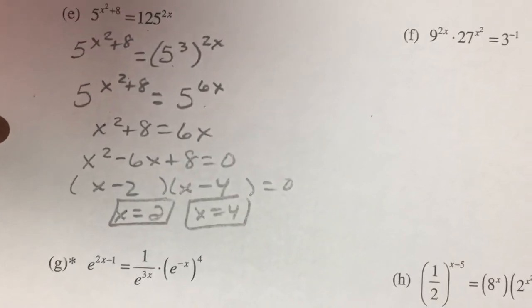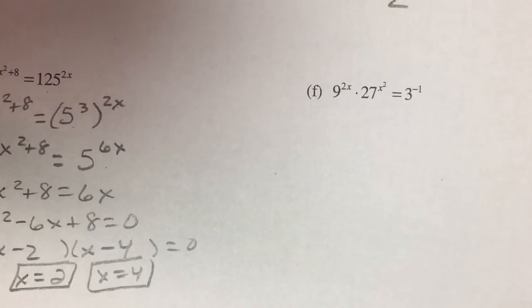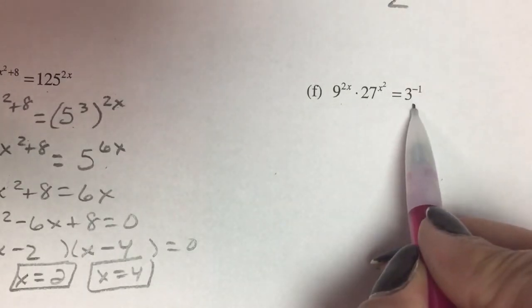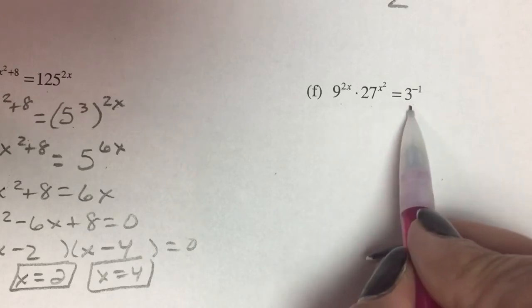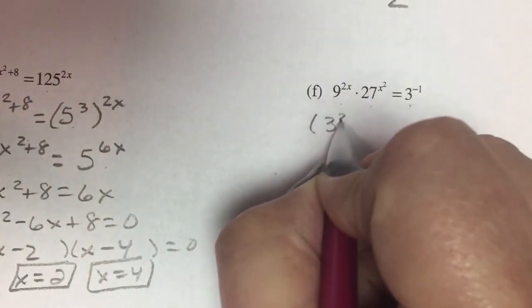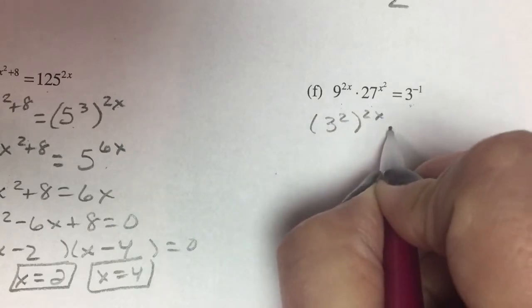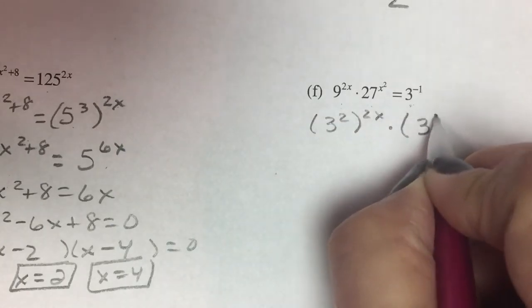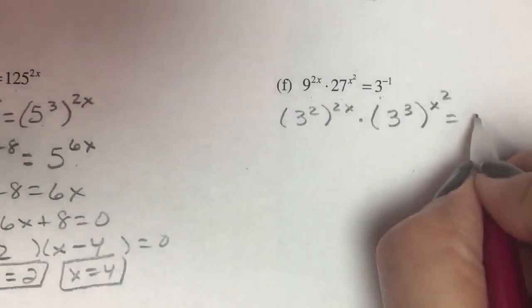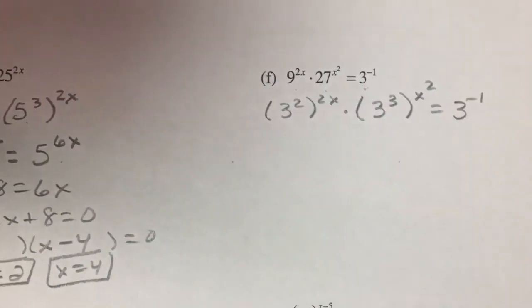Now look at F. F's a little crazier. I hope you can see that you've got 3 different expressions. So we have really 3 different bases that I need to make them all the same. I'm going to make them all 3's. So I know that 9 is actually 3 squared. I know 27 is 3 cubed. And of course, my 3 is going to stay the same.